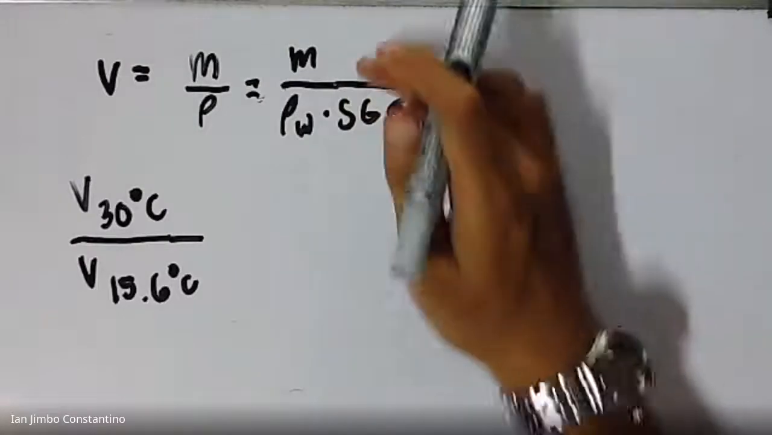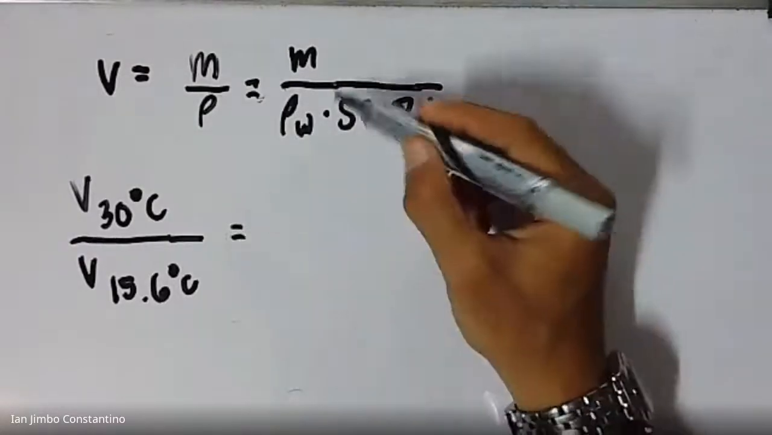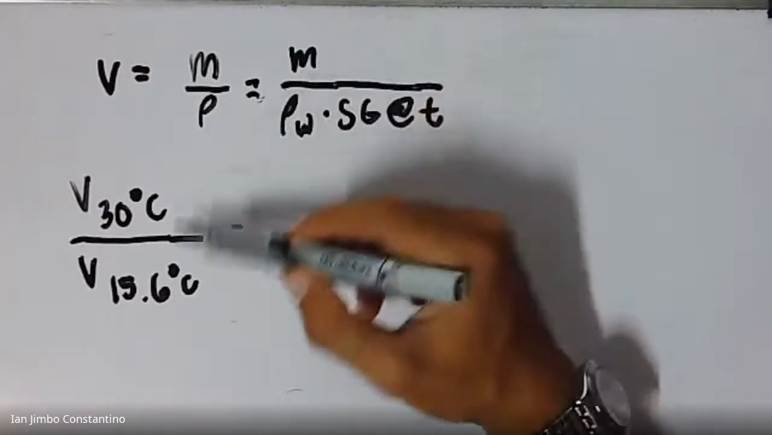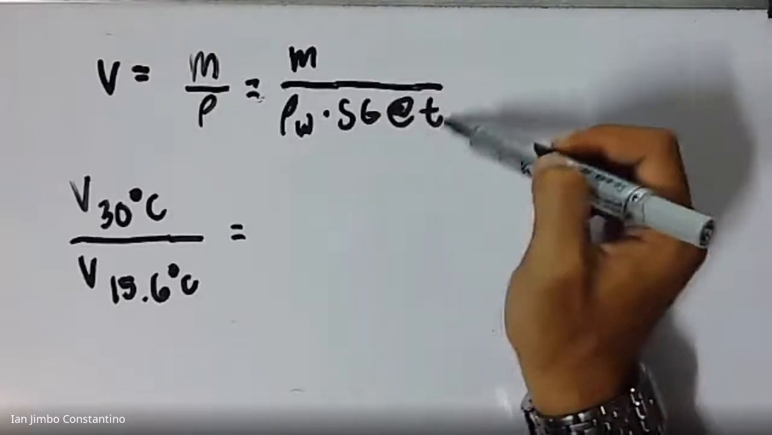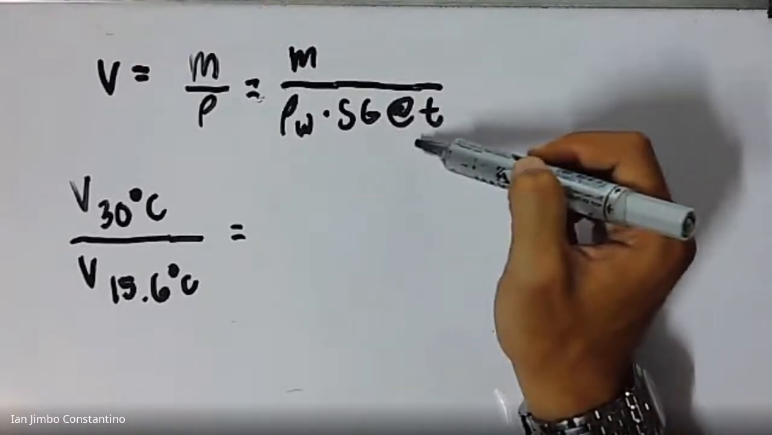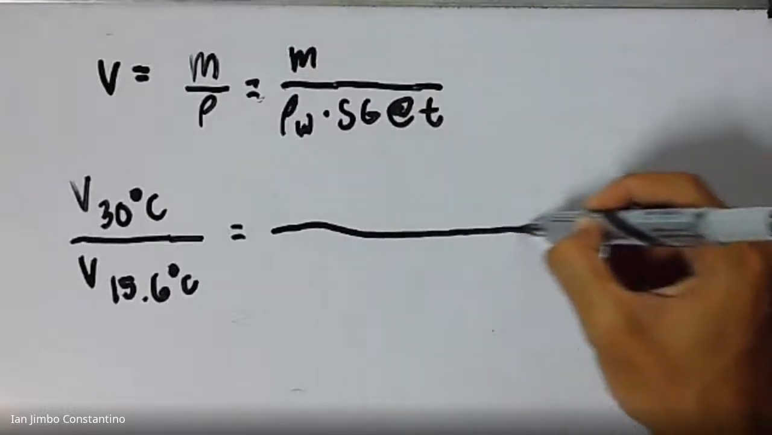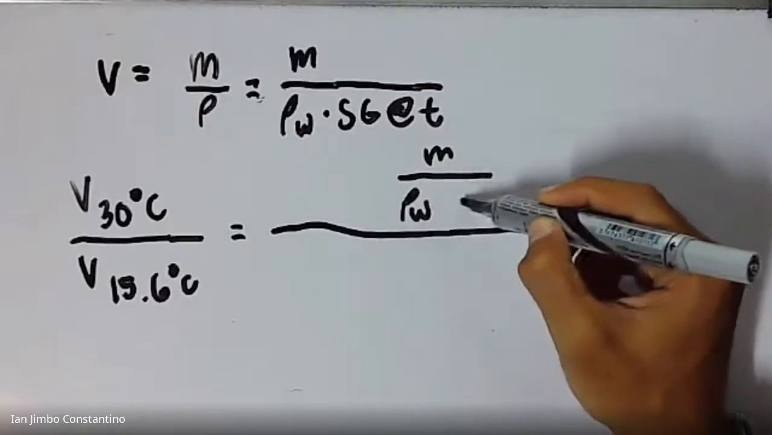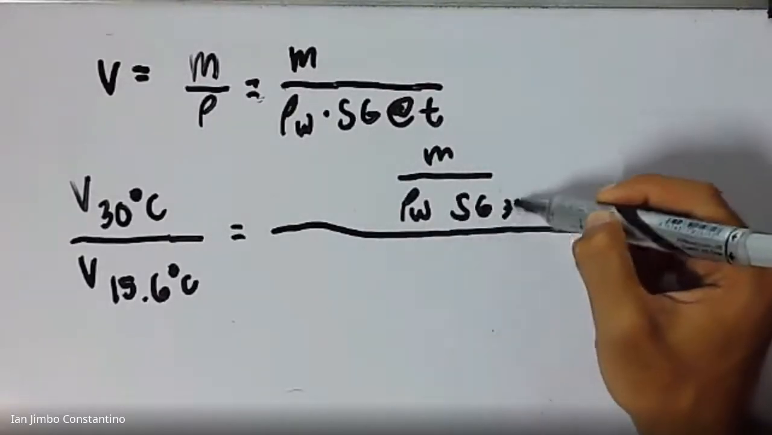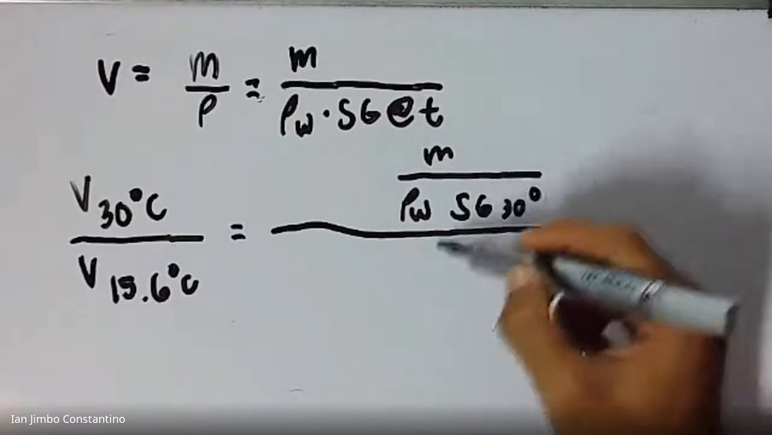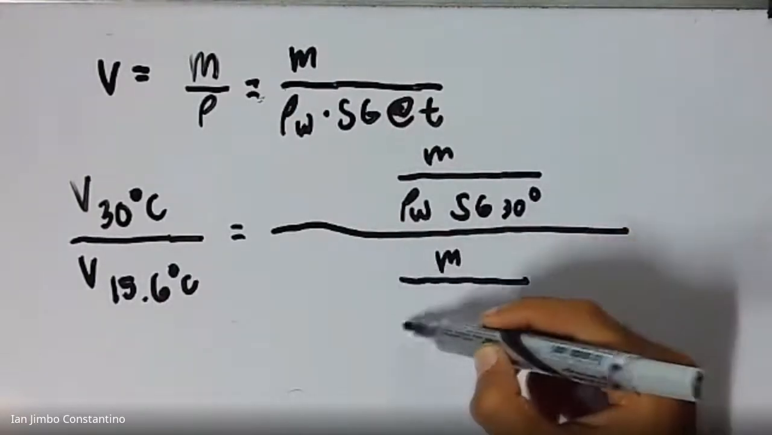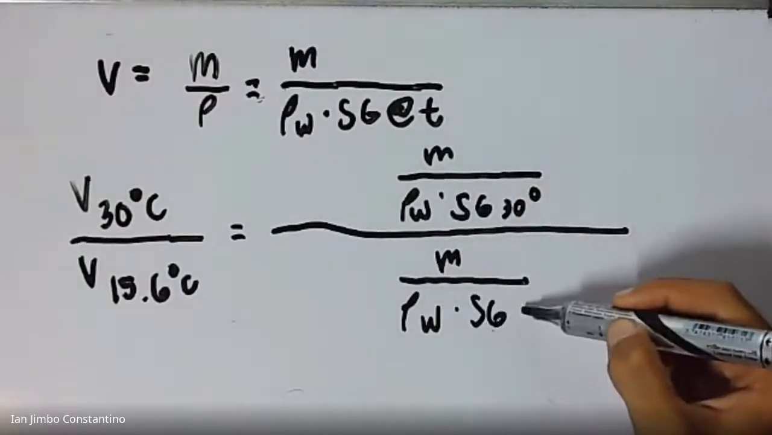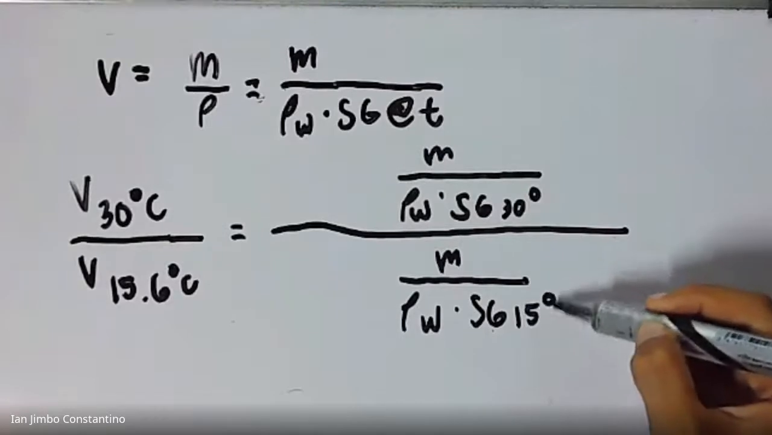So the mass of your fuel is still the same between the different volumes. But what made them different is their specific gravity. So this is all over. Mass divided by the density of water, SG of your fuel at 30 degrees Celsius. And then mass of your fuel divided by density of your water multiplied by SG or the specific gravity at 15.6 degrees Celsius.